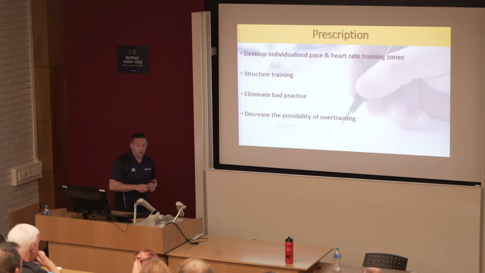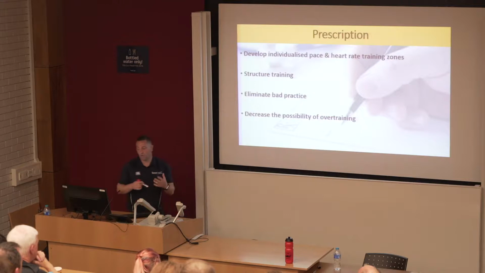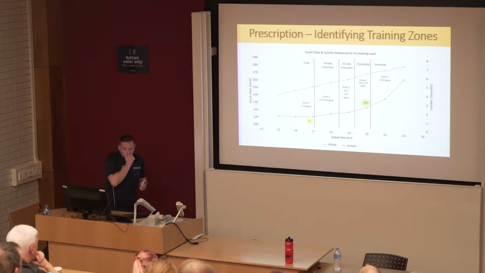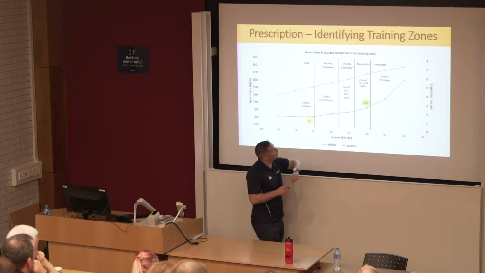And I also, working along those zones, structure training properly. So if you're going to eliminate bad practice, it's not going to be that fear of overtraining or burning your athlete out. So again, using a lab-based approach can help with your prescription in your training. As we said, going back to the curve, again, we can work out specific training zones. And you go, well, what does this mean if I'm training at the LT?